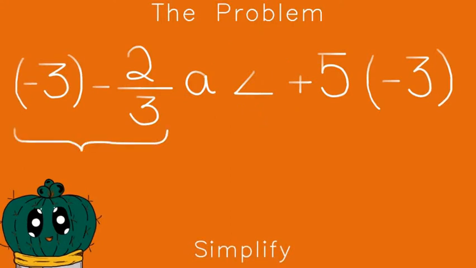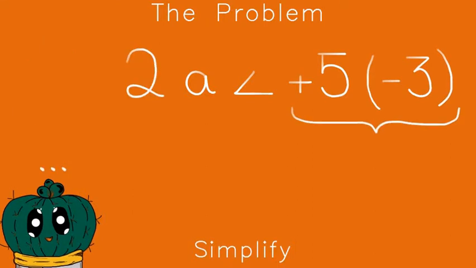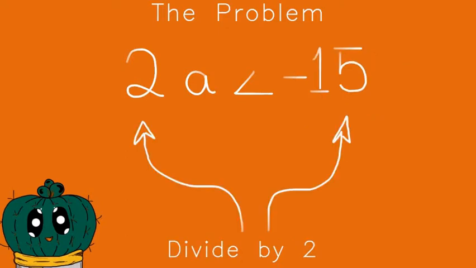Okay, so on the left hand side, the negative 3's and the negative 3's can cancel out, and we can just simply get rid of them. And on the right hand side, a positive 5 being multiplied with a negative 3, that gives us a negative 15, because a positive times a negative is just equal to a negative number. Okay, so now we are left with the inequality which says that 2a is less than negative 15.